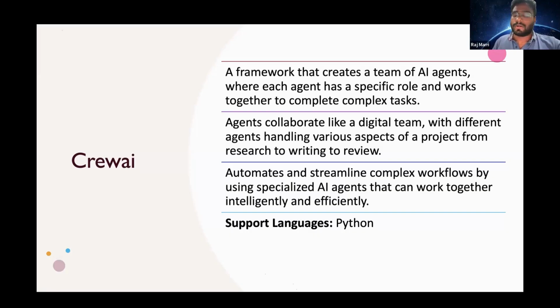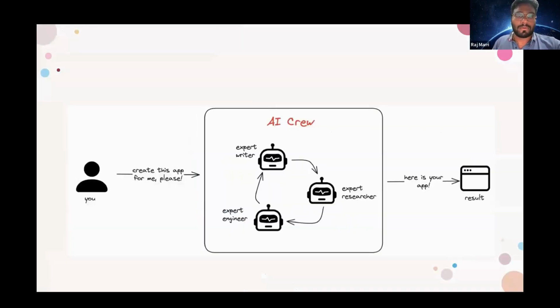It's Python based, and an AI crew could be a combination of different agents. So let's say you would have an expert writer agent and an expert researcher or an expert engineer. So they all work or delegate work to each other to accomplish a specific task. So if you see the overview, if it is asked to create this app, you would have a writer who writes the documentation for the app, and then an expert researcher who researches that app, and then an engineer who would write the code for that app. And probably together they can build an app for you by creating a crew.